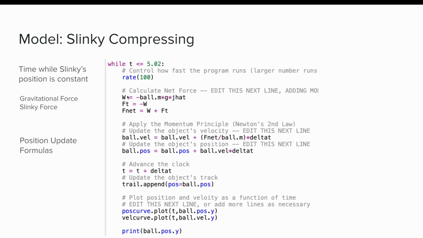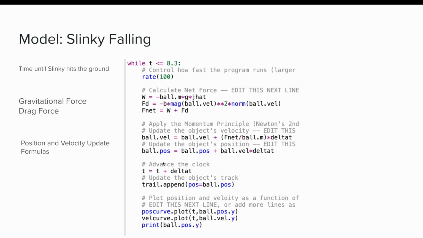The work is equal to the tension force on the slinky at this point, where the slinky is not falling at all, so the net work is 0. And therefore the slinky's velocity does not change, and the slinky's position will also not change while the slinky is compressing.